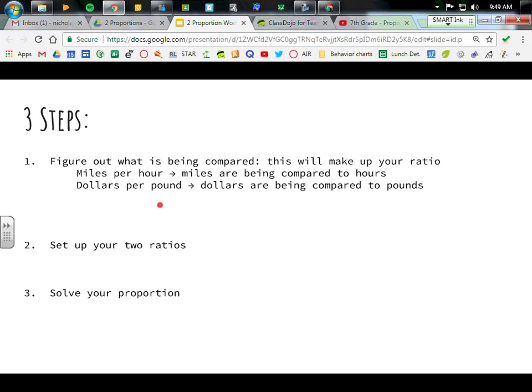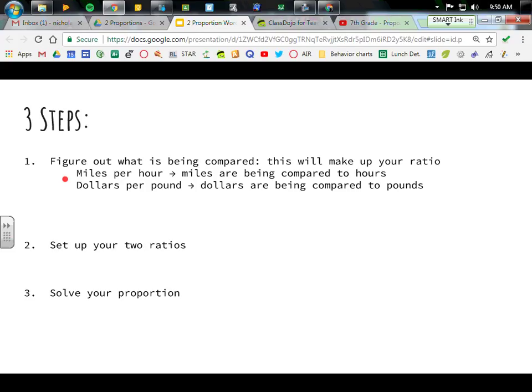So first, you should figure out what is being compared. In your word problem, you're going to be comparing a couple of different things, and you're still going to be making ratios out of them. So if you see terms like miles per hour in your word problem, miles are being compared to hours. Or dollars per pound. Dollars are being compared to pounds. So you're going to zero in on what's being compared in your word problem. These 2 examples are really big favorites in proportion word problems. You get a lot of money problems, that kind of thing.